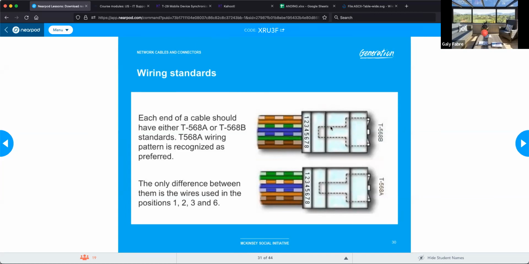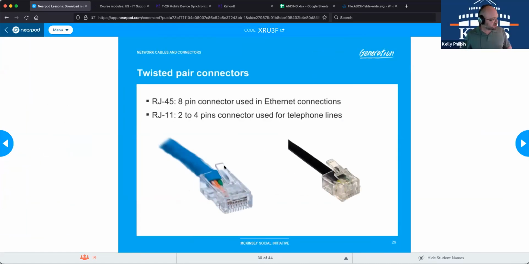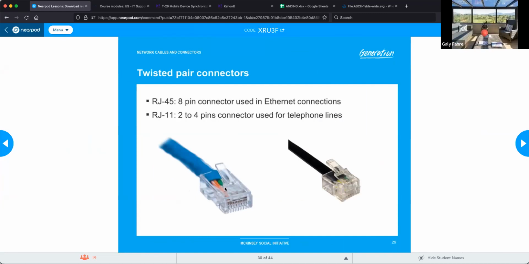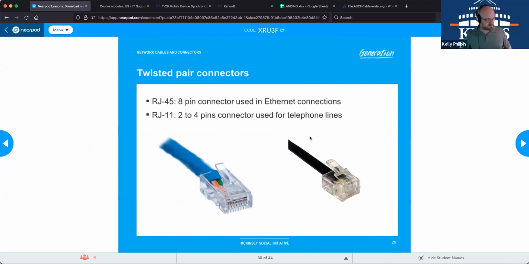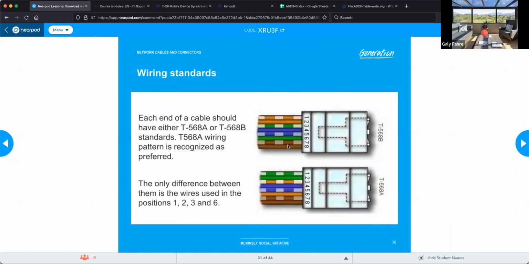So how would you know where to start? The way you're looking at this picture, left is 1 and then the right side is 8. If you were looking at the bottom, see this little tab here? That would be facing away from us. So if we're looking at it here, the top one would be orange, and the bottom one would be brown. Does that make sense?